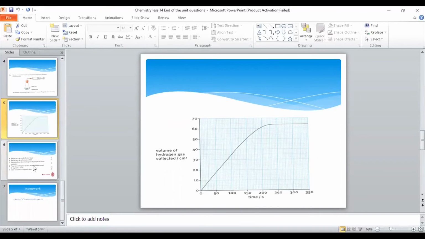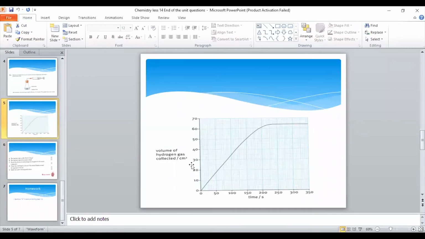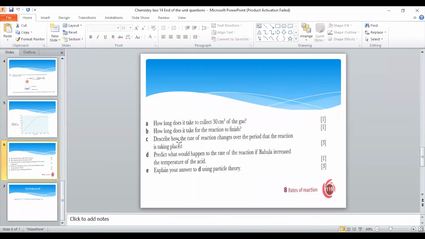So let's see the questions. The first one: how long does it take to collect 30 centimeters cubed of the gas? Almost 90 seconds, if we see the graph. Okay, or 80. It's pretty much like that. Great.